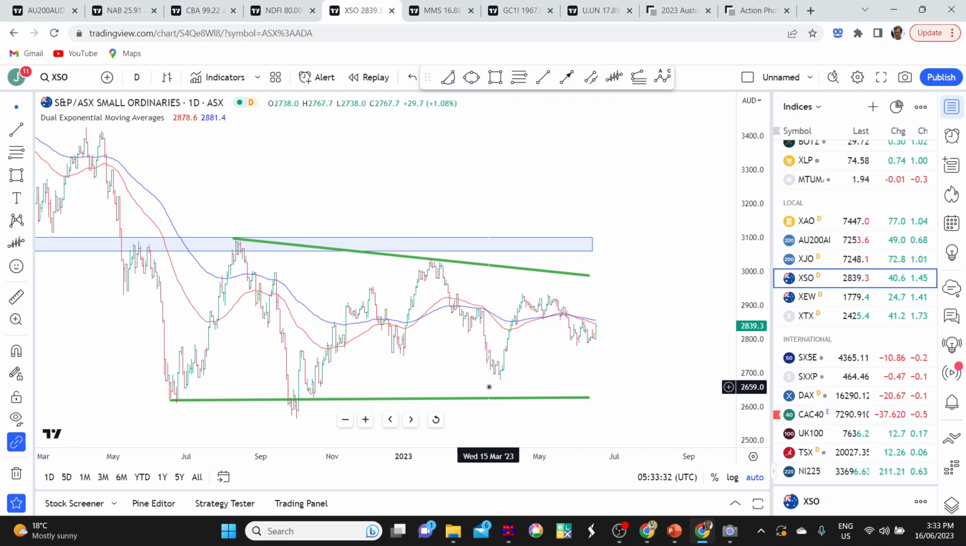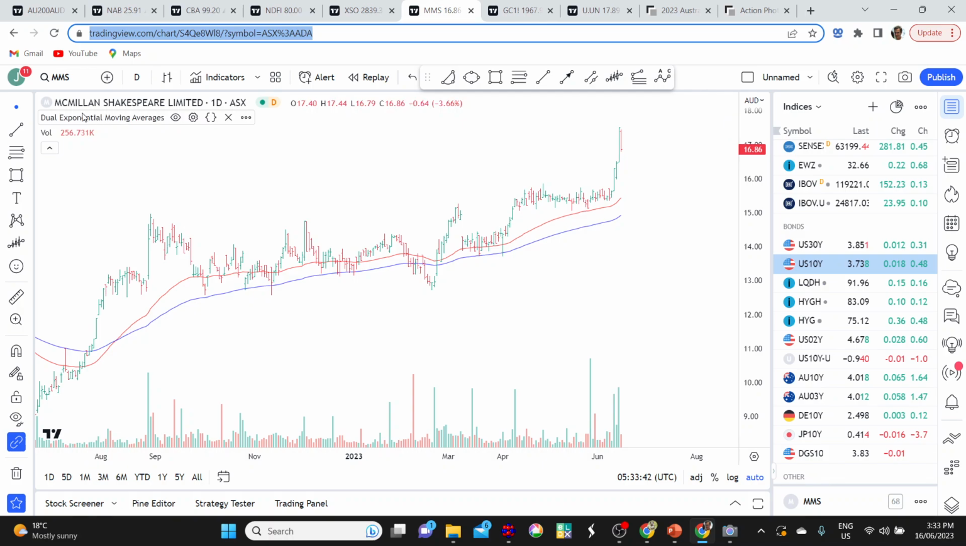So I'll give you an example of the sort of opportunity which is still presenting in the local market despite this broad trading range that we've been in for months now. So this is a stock called Macmillan Shakespeare. I think they work around car leasing. And what's been interesting with this is a sort of setup I love to watch for.